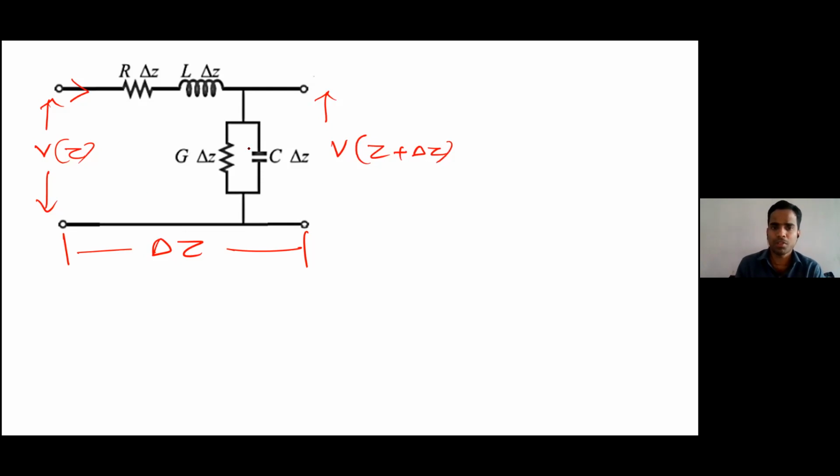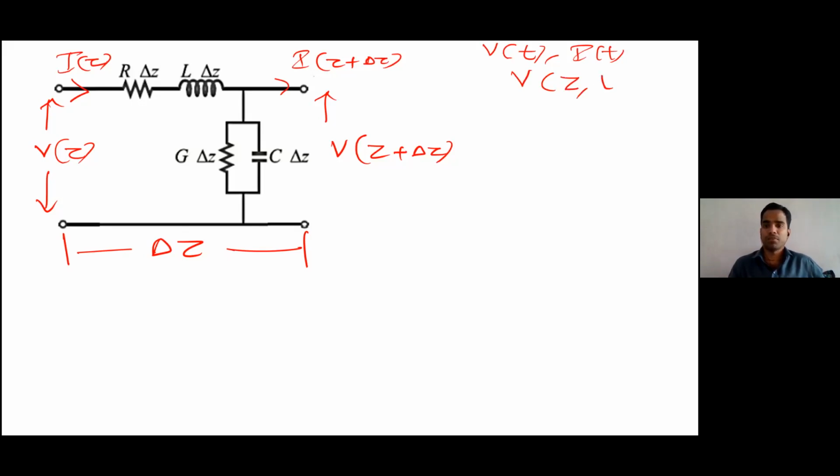Fine. There will be some difference. And if this is I of Z, this will be I of Z plus delta Z. Here, as I said, the space, the length comes into the picture. So your voltage and current are functions of length. In your circuit theory, voltages and currents were only functions of time, right? V of t, I of t, as you must have studied for your RLC circuits. But here there is one more parameter, the space, Z.